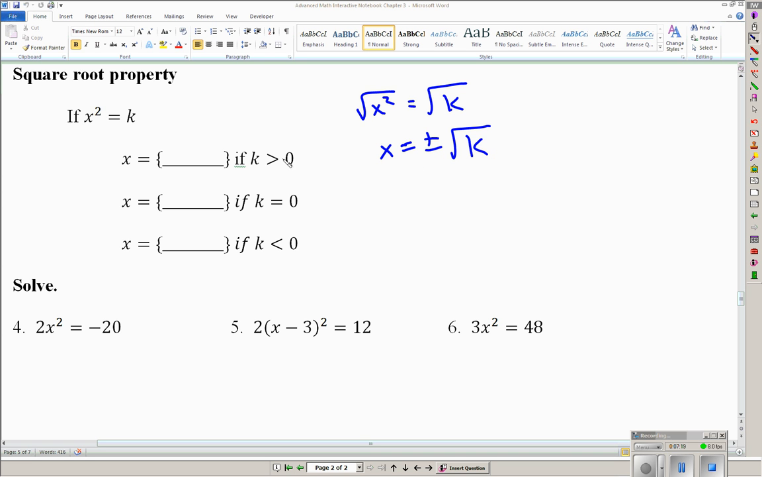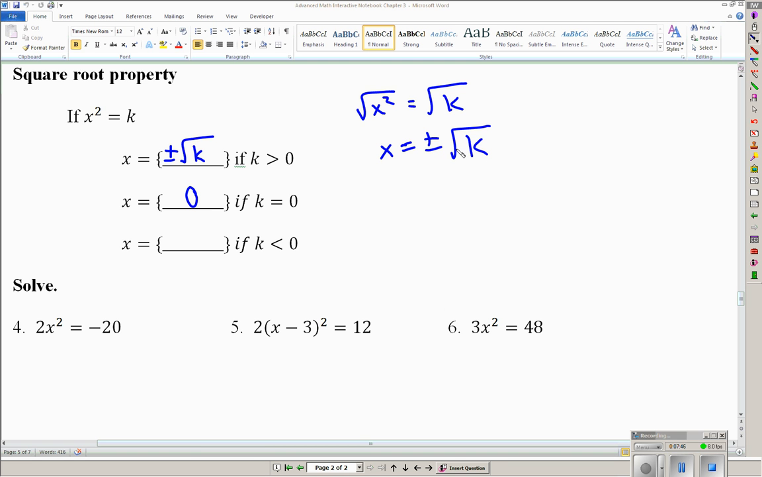Now, if k is positive, then we can take the square root of that, and it'll be the plus or minus square root of k. If k happens to be 0, well, the square root of 0 is 0, and plus 0 is 0, and minus 0 is 0, so x is just 0 when k is 0.